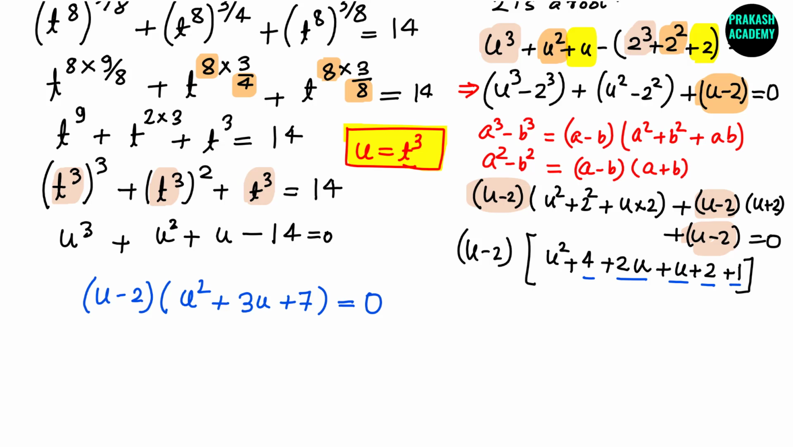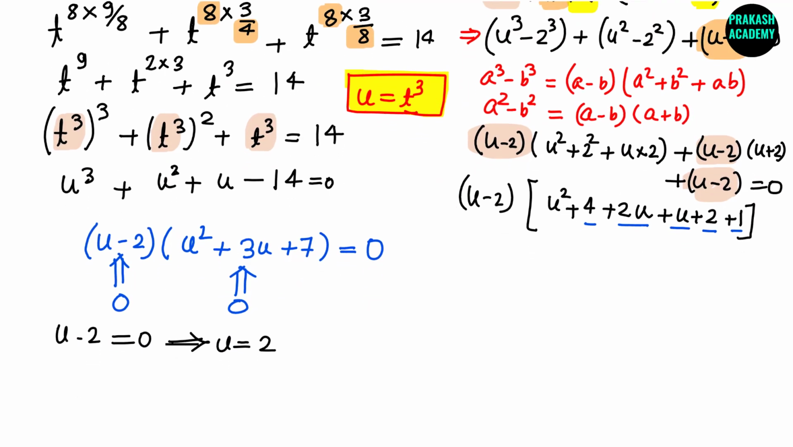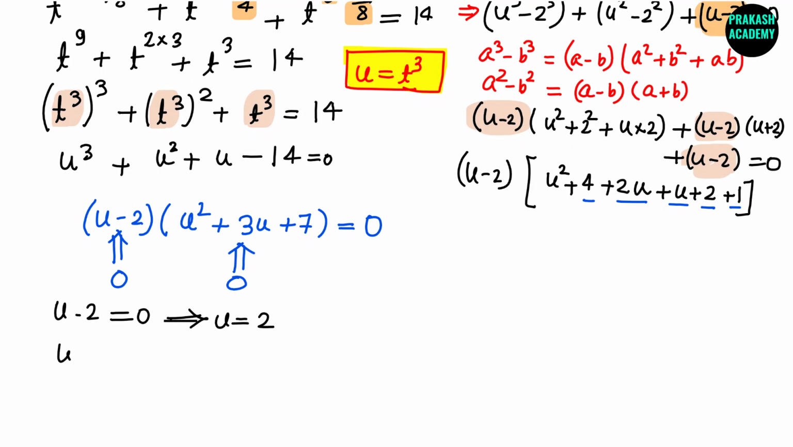So now there are two possibilities. Either this term can be 0 or this term can be 0. If this term is 0, that is case 1, u minus 2 equals 0, this means u equals 2. Now what was u? If you remember, u equals t³. So t will be the cube root of u. So u equals 2, so t will be 2 raised to the power 1/3.